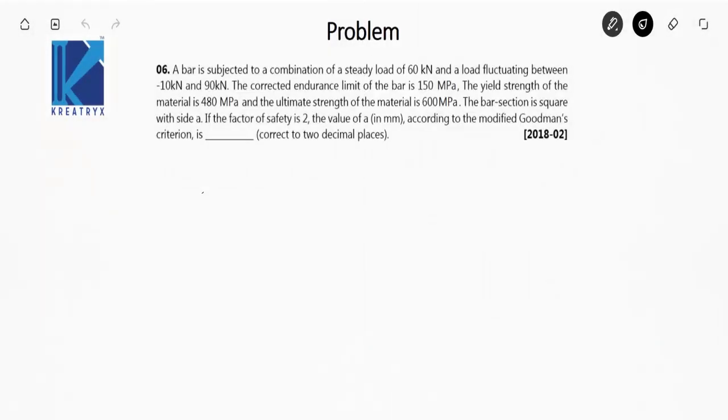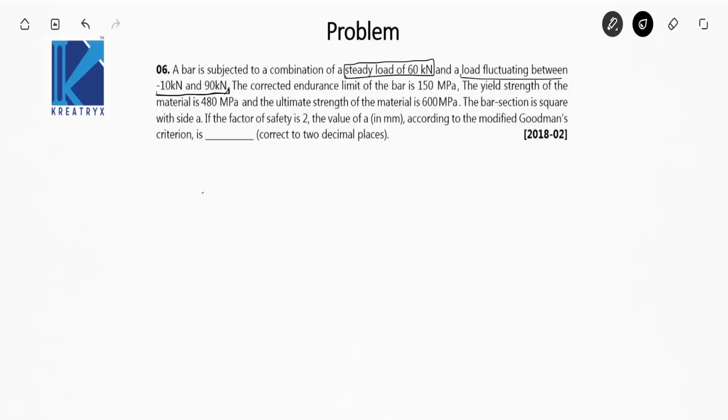A bar is subjected to a combination of a steady load of 60 kilonewton and a load fluctuating between minus 10 kilonewton and 90 kilonewton. So there is a load that is fluctuating between minus 10 kilonewton and 90 kilonewton, and there is a steady load of 60 kilonewton that is acting along.